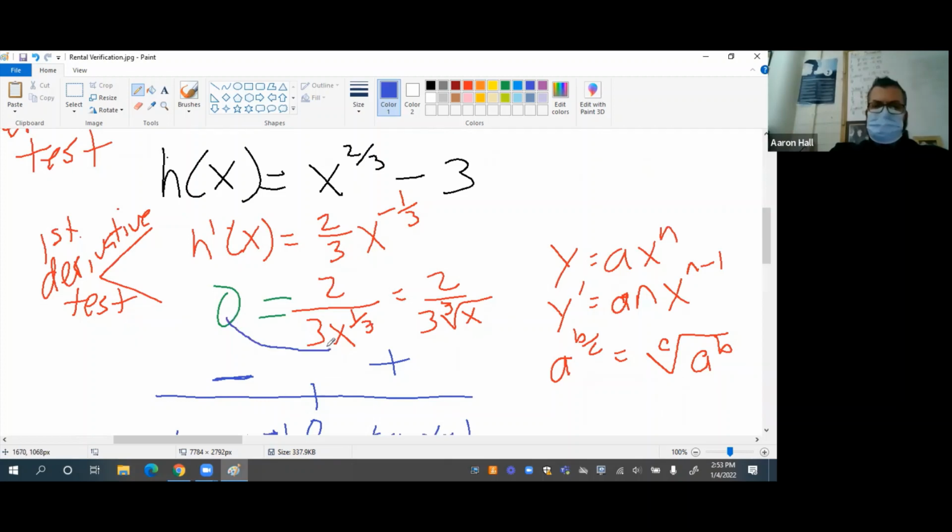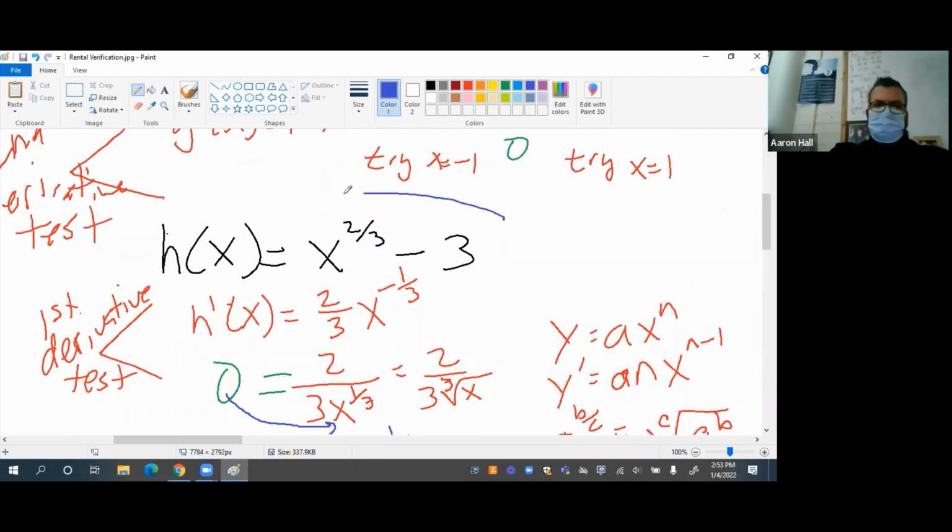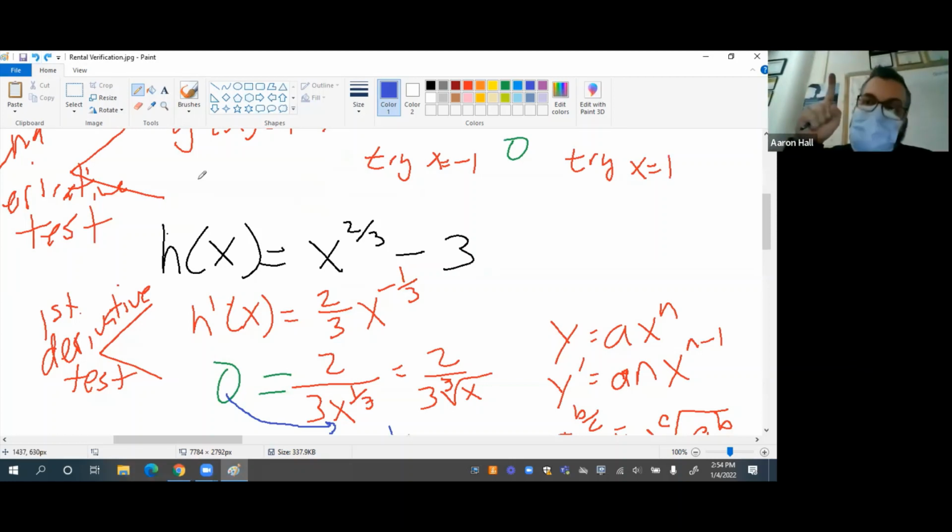If I can't plug in anything in here, does that mean that this is discontinuous when x equals 0? Can I plug in 0 here? Yes. 0 to the power 2/3 is 0. 0 minus 3 is -3. So it's not discontinuous, but it's not differentiable. It's possible to have something that is continuous, but not differentiable.